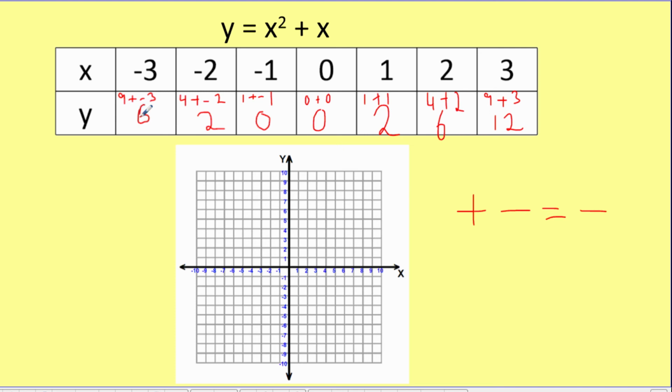Okay, so we can start this side if we like. Minus 3, 6. Minus 2, 2. Minus 1, 0. 0, 0. 1, 2. 2, 3. And 3, 12.